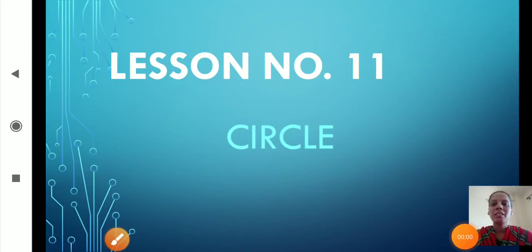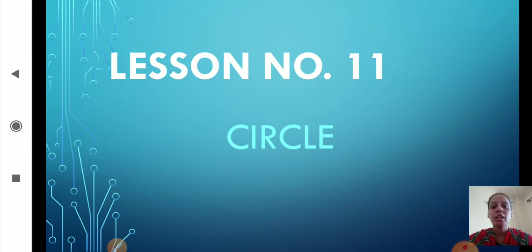Good morning students. In the previous session we started lesson number 11, Circle. In that we studied formulas and then started practice set 42, in which we completed 3 sums from question number 1. Now one more sum is remaining, that is the fourth one from question number 1, which we will start now.